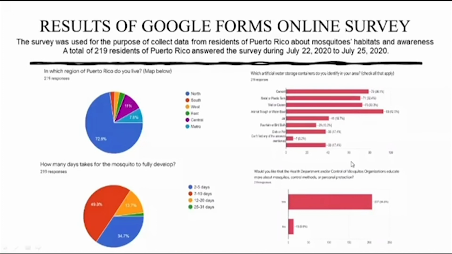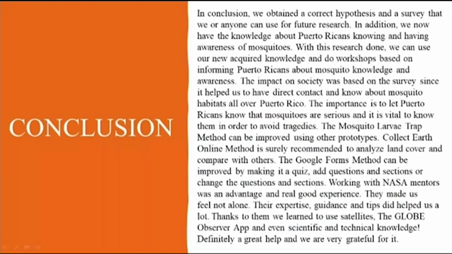Google Forms online survey. The survey was used for the purpose of collecting data from residents of Puerto Rico. A total of 219 residents of Puerto Rico answered the survey. Here we see some examples of graphics of the answers of the Puerto Ricans. We obtained a correct hypothesis in the survey. In addition, we now have the knowledge of Puerto Ricans, knowing and having awareness of mosquitoes.